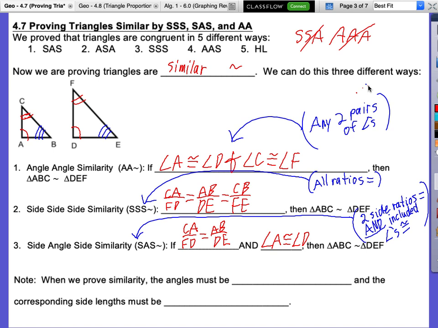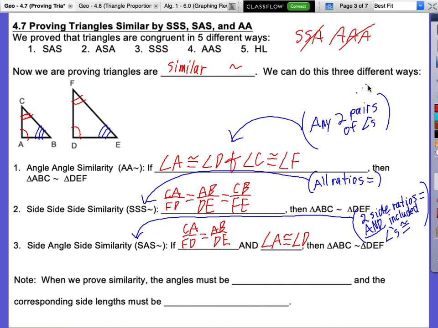Now when we prove similarity, we need the angles to be, let's see what's right now. We need it. Did you sneeze? No. I was making a cracking noise. Oh. Well, in advance, if you sneeze, you've already been blessed.